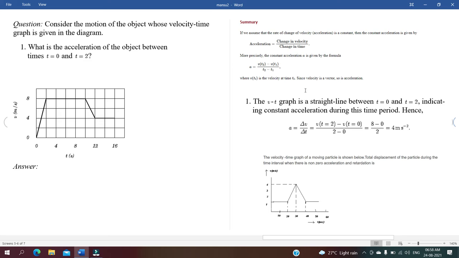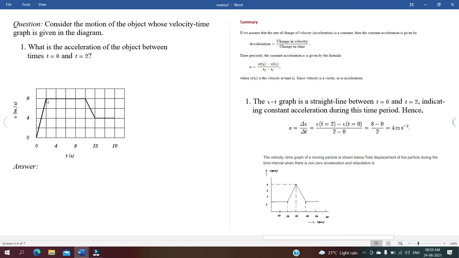Now, since velocity is a vector, so is acceleration. First of all, we will find out the velocity at the instant t2. Now, t2 is 2 seconds. So we will start from this instant 0, 2. So this is the instant when the time is 2 seconds. We will draw a perpendicular line to the time axis and extend it in the upward direction.